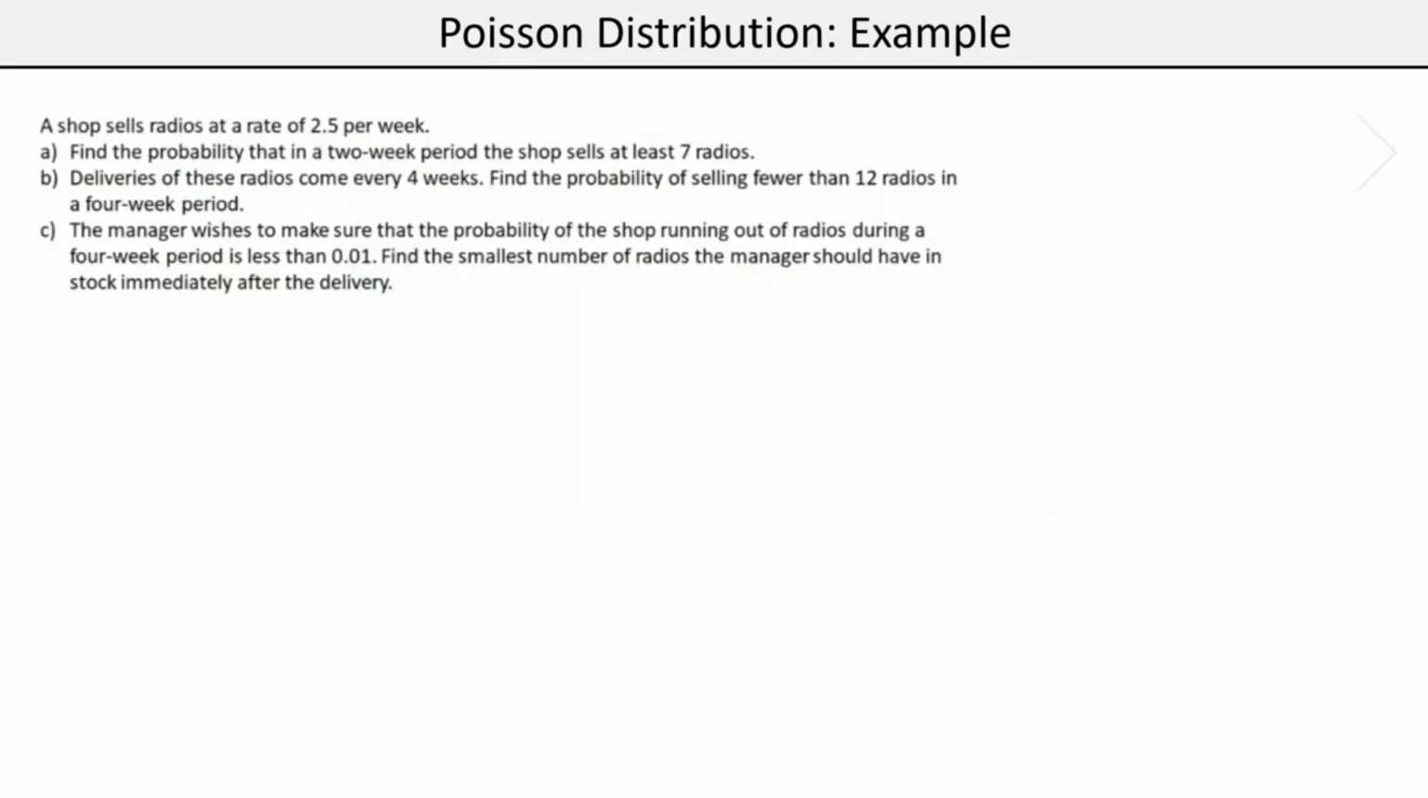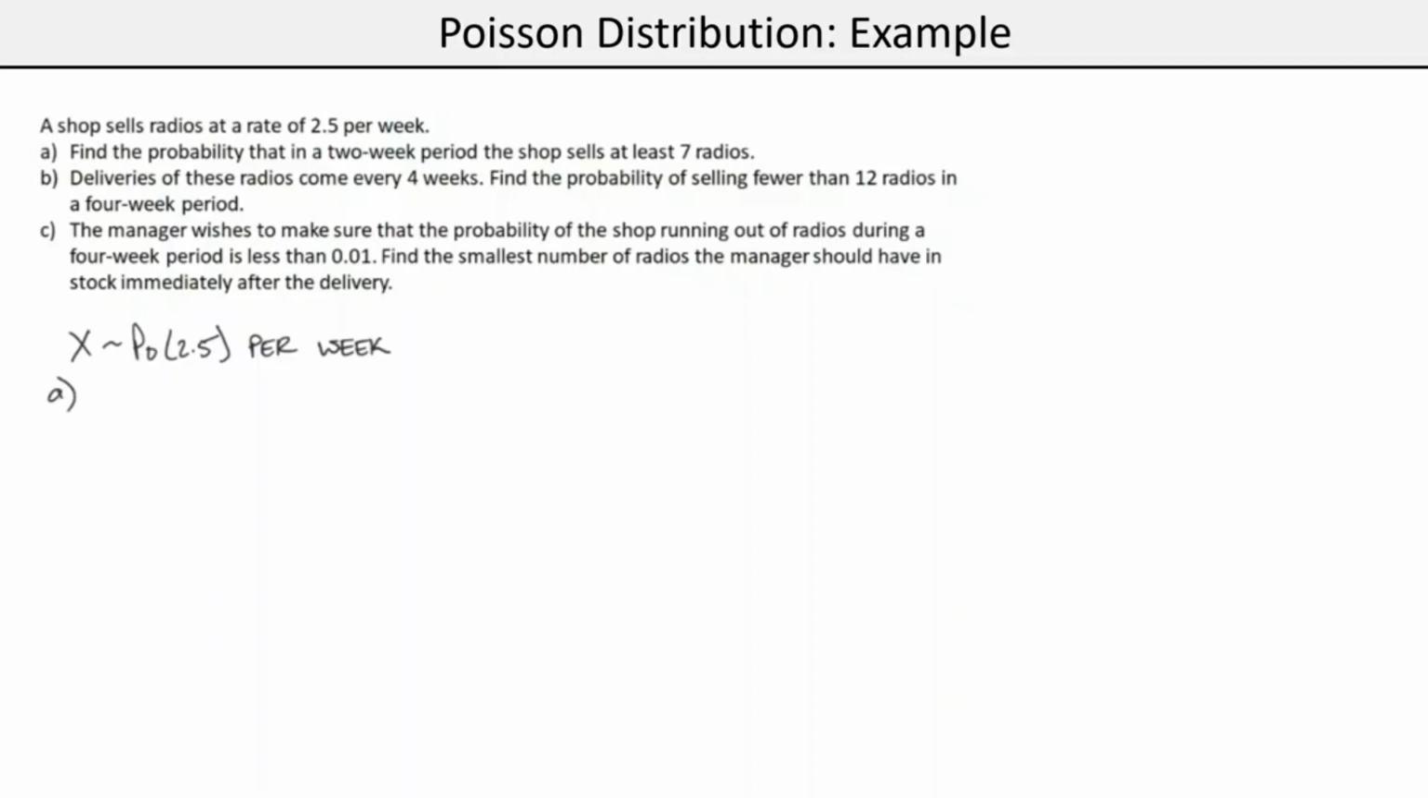So here we're told that a shop sells radios at a rate of 2.5 radios per week. So I want to start with actually getting down that distribution. So X, the number of radios that are sold, follows a Poisson distribution of 2.5, and that is per week. In part A of the question, we're asked to find the probability that in a 2-week period, the shop sells at least 7 radios. Firstly, the time interval has changed. We had the parameter, we had the average rate for 1 week. Well, now we're talking about 2 weeks.